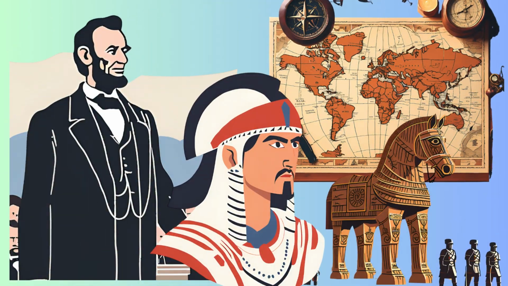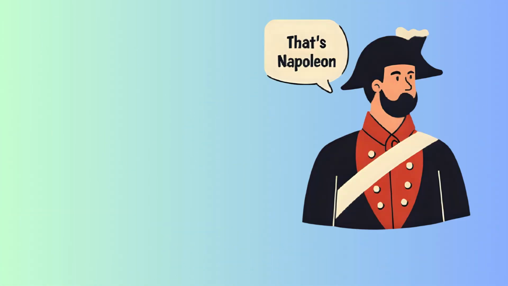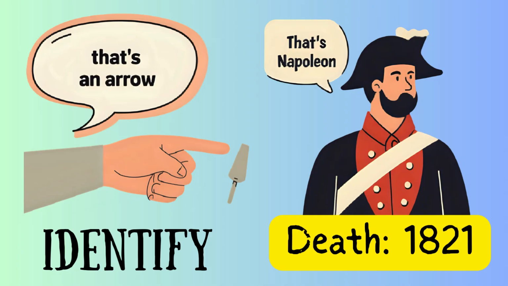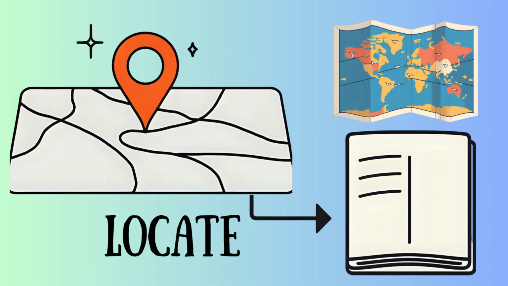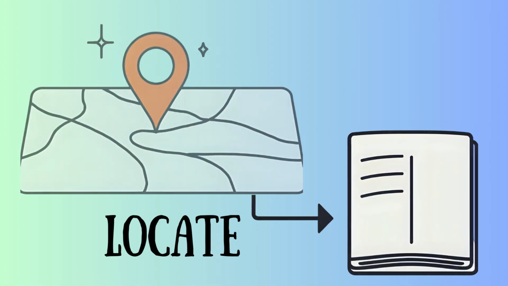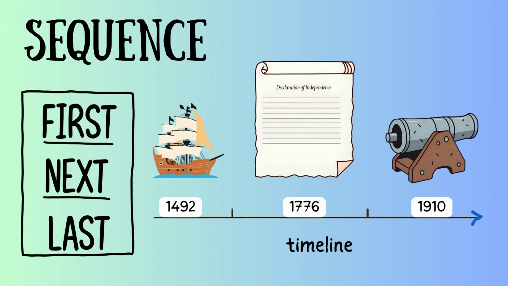In social studies classes, teachers sometimes give students information about people, places, and events. First, they identify important names, dates, or places. Then, they locate these places on a map or in a text. They might sequence events in the order they happen to understand a timeline.